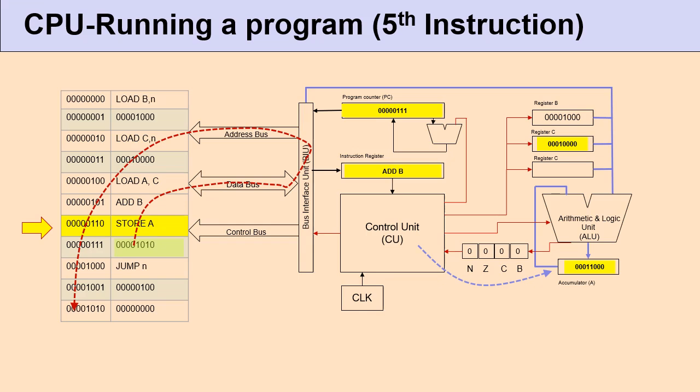So once that is completed, we will have the content of register A, which in fact is the sum of the addition that we carried out earlier, stored back in the memory location specified by the store instruction. So at the completion of the fifth instruction, we will have the content of register A stored back in memory, and also the program counter again updated to point to the next instruction, or the sixth instruction in our program. So the address of that instruction will be updated in the program counter register.